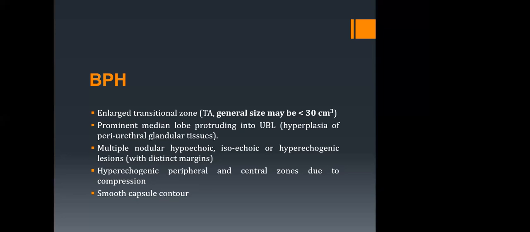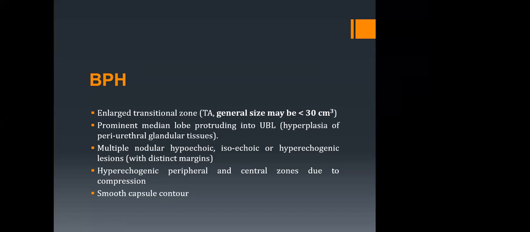You may have a normal volume of the prostate gland. It is less than 30 cubic centimeters. But the moment you see an enlarged transitional zone or the median lobe, that automatically qualifies it as BPH. I repeat, if you have a normal volume of the entire prostate, but the transitional zone is enlarged or the median lobe is enlarged, it qualifies to be a BPH. I hope this point is clear.